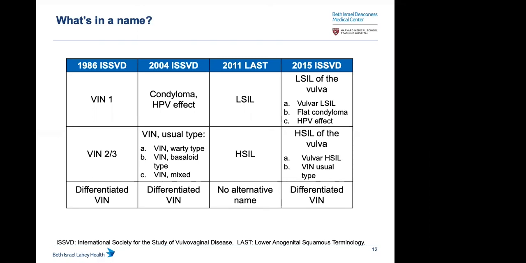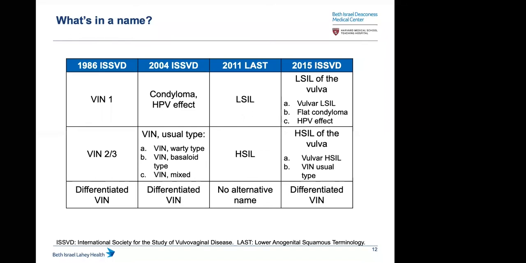And there were three sub-classifications: VIN-warty type, VIN-basaloid type, and then VIN-mixed type, which included both warty and basaloid types. And then finally, differentiated VIN doesn't change across the board. In 2015, the International Society for the Study of Vulvovaginal Disease changed the nomenclature again and changed the terminology from just condyloma or HPV effect to L-cell of the vulva, which was more in line and consistent with another group that had changed the terminology to just L-cell and H-cell.